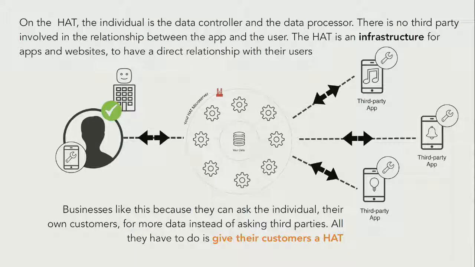Businesses like this because they can ask the individual, their own customers, for more data instead of asking a third party. Again, following the Facebook example, it's impossible for Facebook to ask Google for a copy of the data so that they can perform better analysis. However, there's nothing stopping the owner from getting both the Facebook data and the Google data into the same microserver and have other third-party applications or corporations running analysis on the combined set of data.